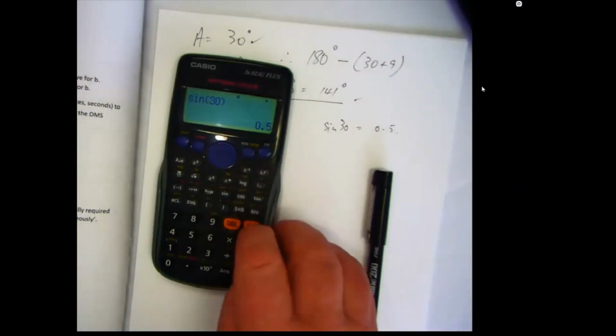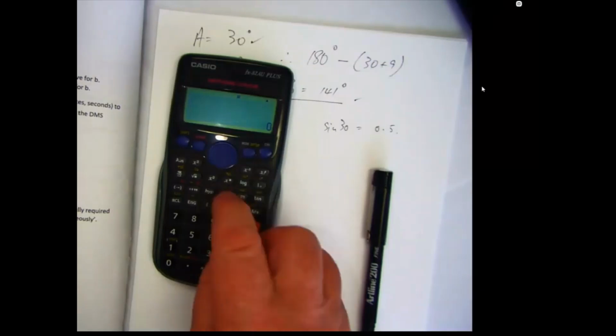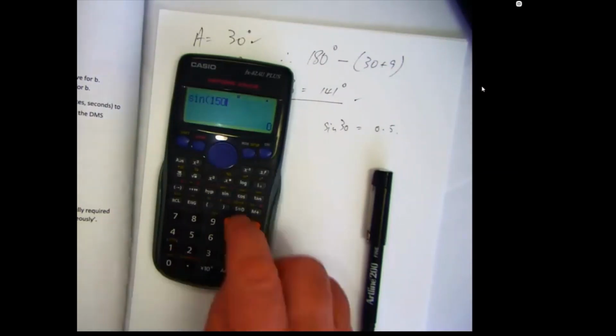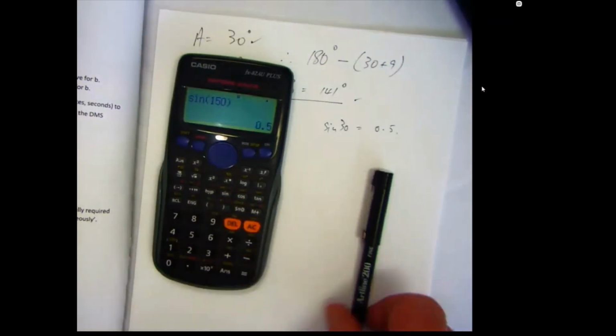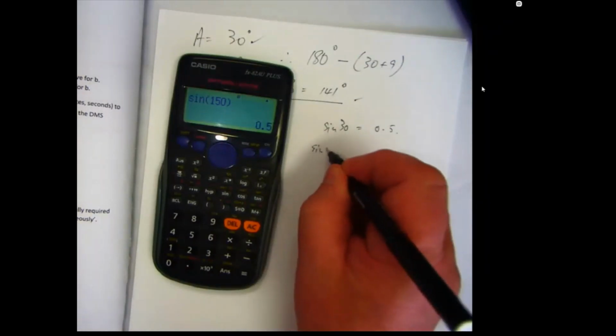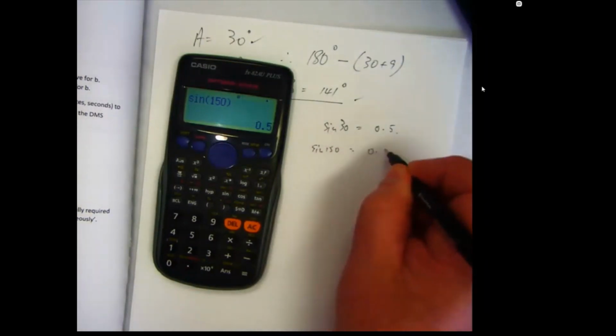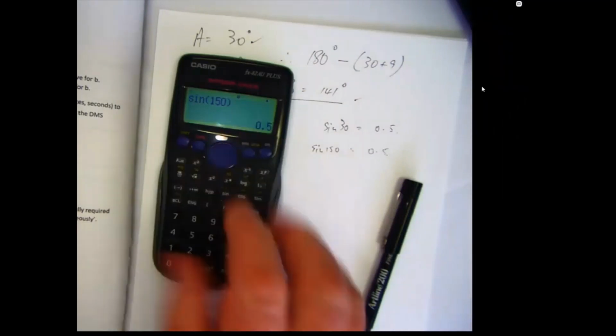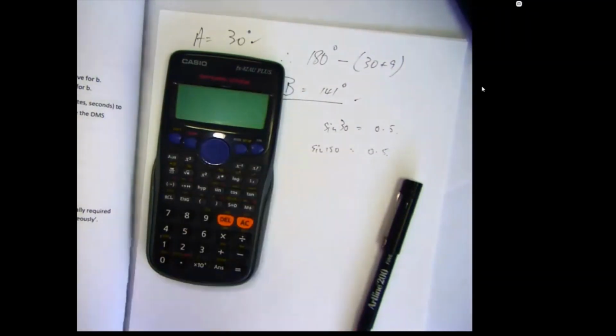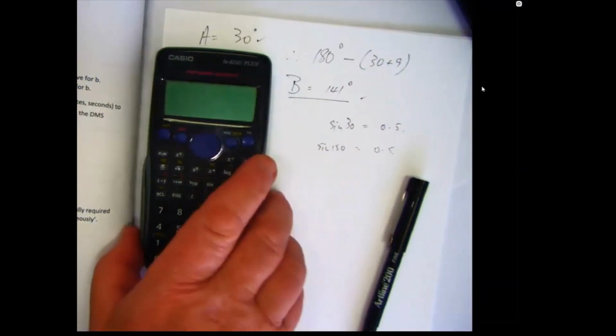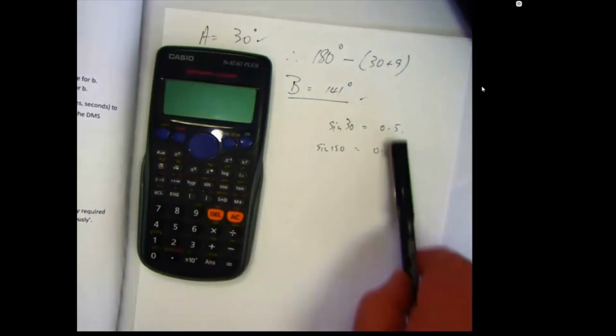We'll cancel that out. Now, sine 150, close brackets, also equals 0.5. And if you think about it, there's an infinite number of values that you can keep going round in a circle, adding on so many degrees, and it'll still give you 0.5.